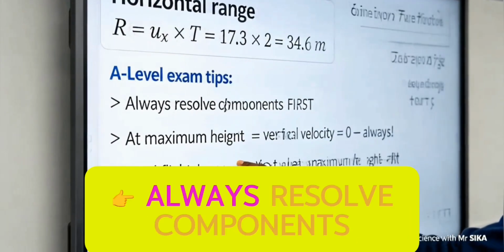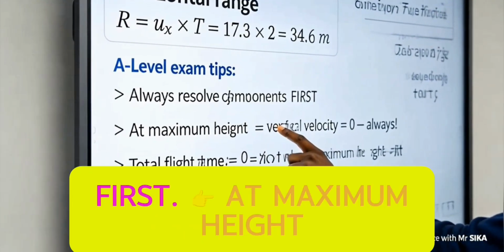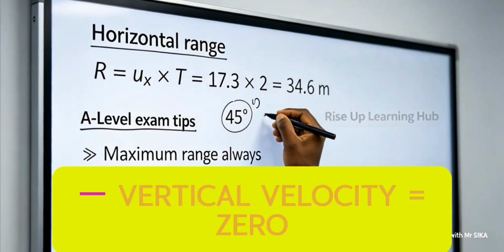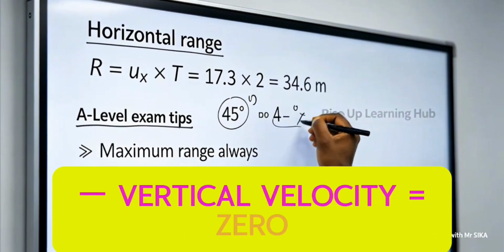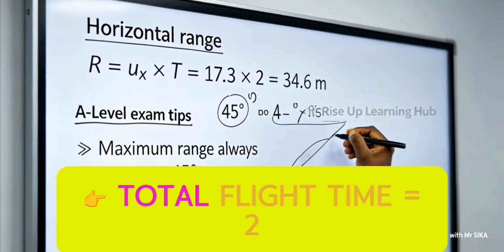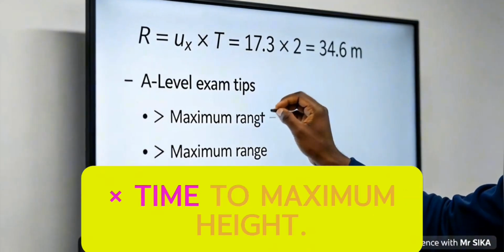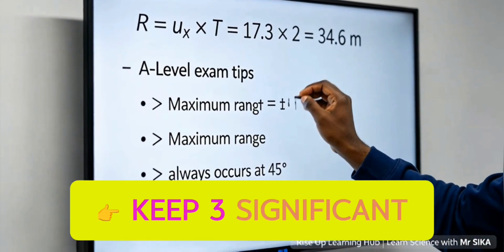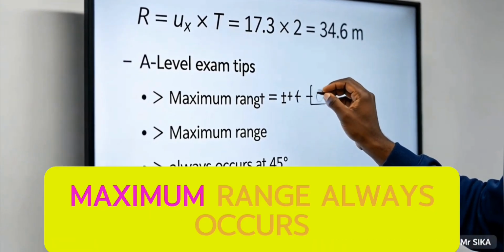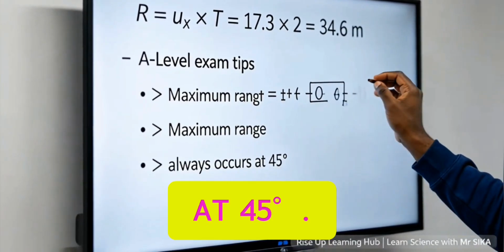A-level exam tips: always resolve components first. At maximum height, vertical velocity is 0. Always. Total flight time is 2 x time to maximum height. Keep 3 significant figures throughout. Maximum range always occurs at 45 degrees.